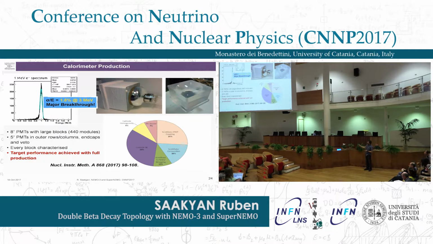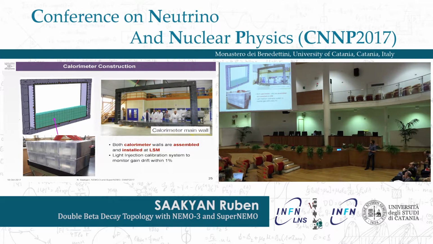At the end, for a plastic scintillator, achieving an energy resolution of 1.8% sigma at the Q value of selenium is a remarkable result. The important thing is that this performance has been achieved not in the lab, not on the test bench, but in full production, because all calorimeter modules have now been produced. As you can see here, you produce them and you populate the calorimeter wall with them.